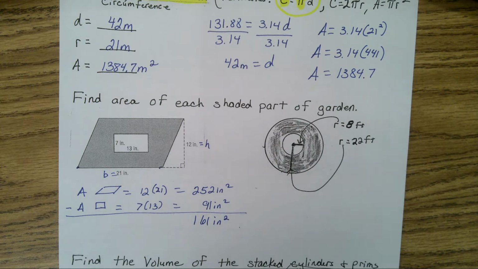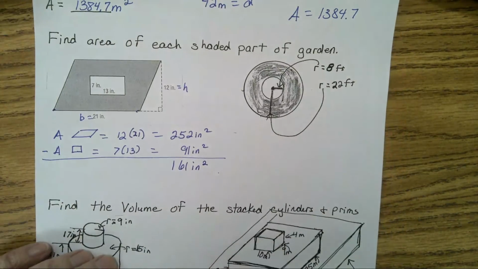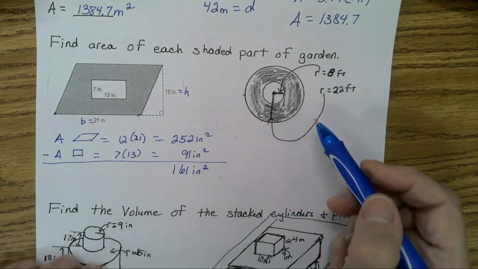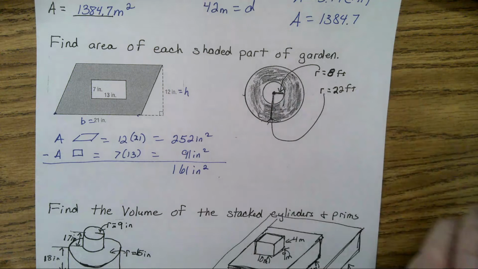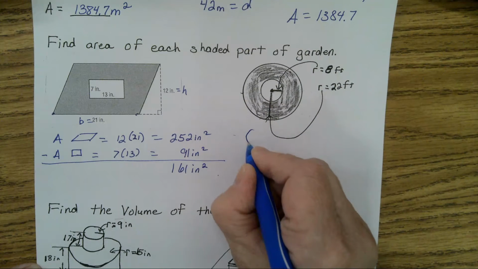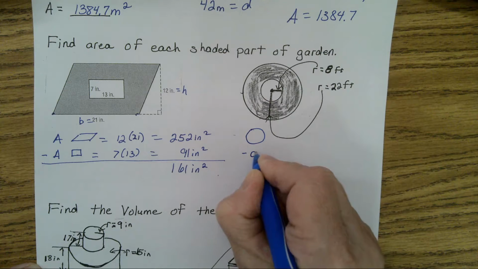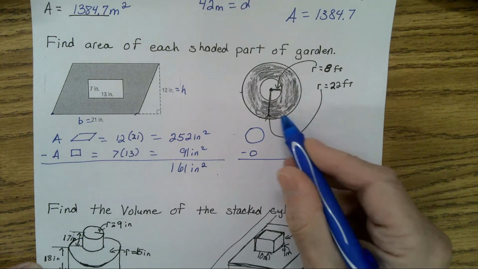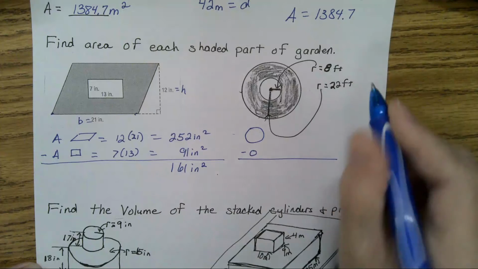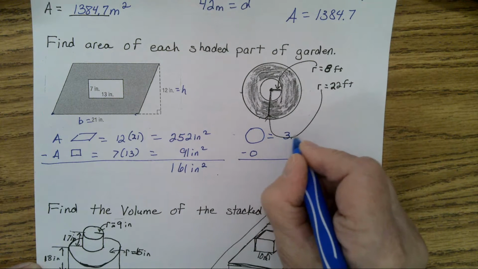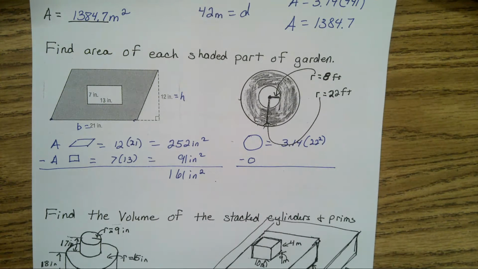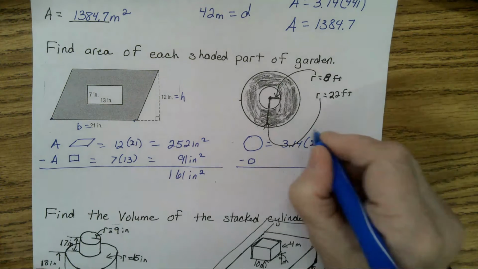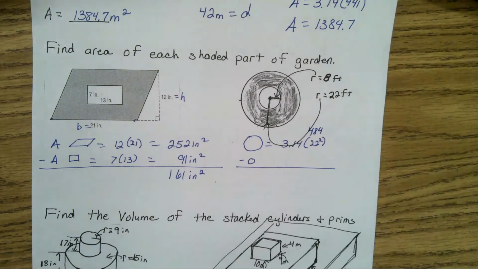All right. Now we have the circle garden, and we're trying to find the area of the shaded part. Well, you take the area of the big circle and then subtract the area of the little circle from it. So it's big circle minus little circle. Okay? My radius for the big circle is 22 feet. So that's going to be 3.14 times 22 squared. So 22 times 22, 484. So you take 484 times 3.14.